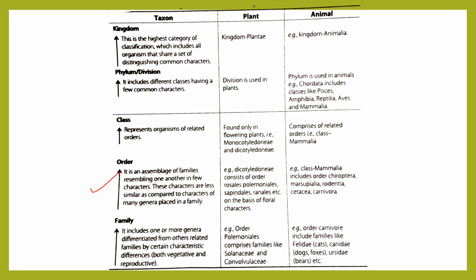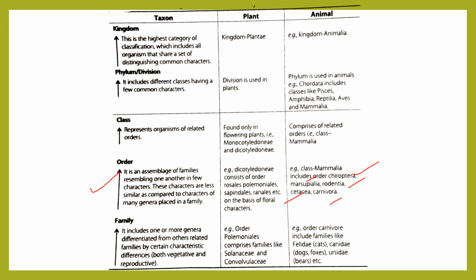Now, after family, let's go ahead to order. It is an assemblage of families resembling one another in one or a few characters. These characters are less similar as compared to the characters of many genera placed in a family. In plants, the examples are Dicotyledonae, which consists of orders Rosales, Polemoniales, Sapindales, Ranales, etc., on the basis of floral characters. When we talk about animals, class Mammalia includes orders Chiroptera, Marsupialia, Rodentia, Cetacea, Carnivora.